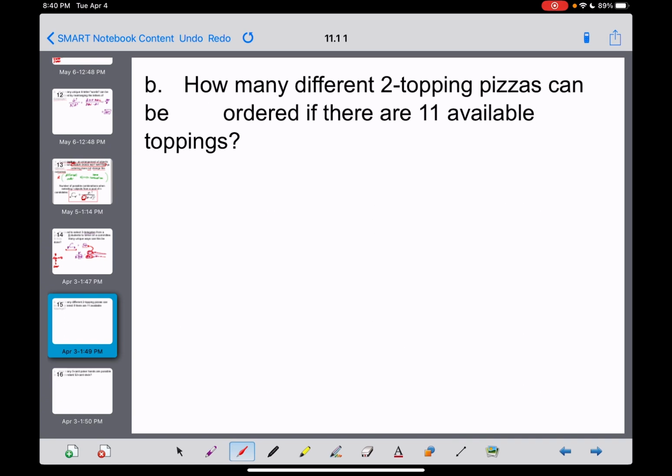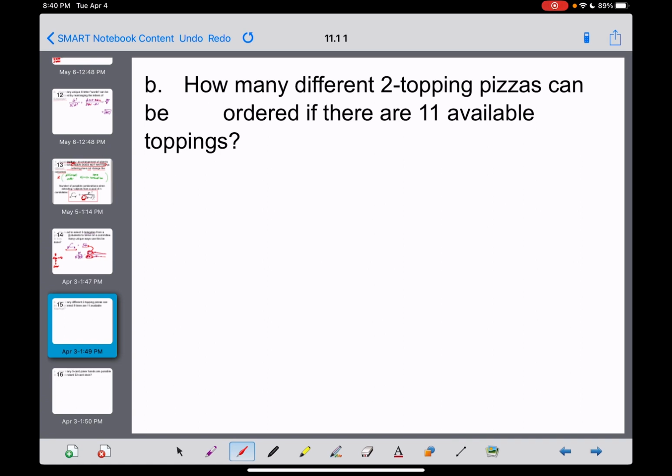So what's going to happen? There's 11 available toppings. You're going to pick 2 of them. So let's say you call up to your favorite pizza place and you order a pizza with pepperoni and anchovies on it. So that sounds good. All right, so 2 toppings, pepperoni and anchovies.